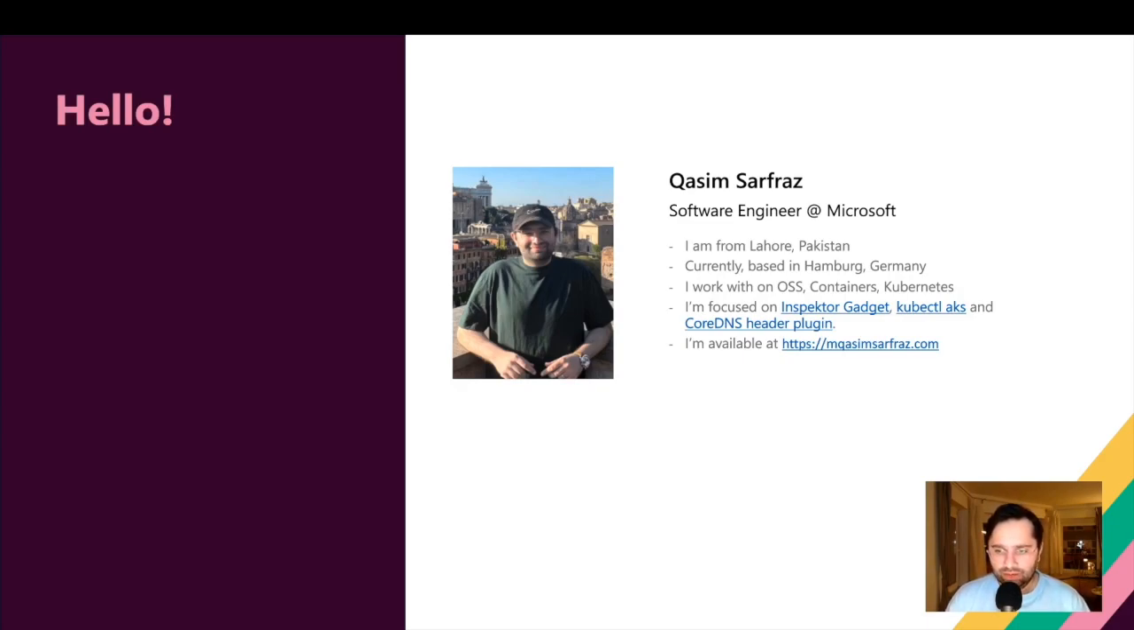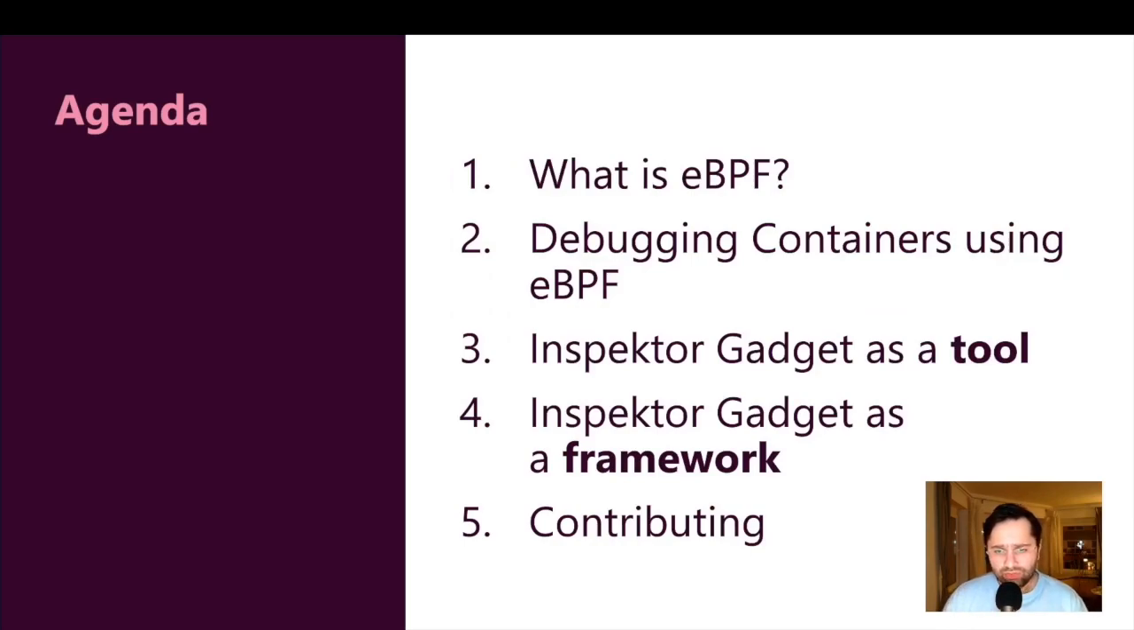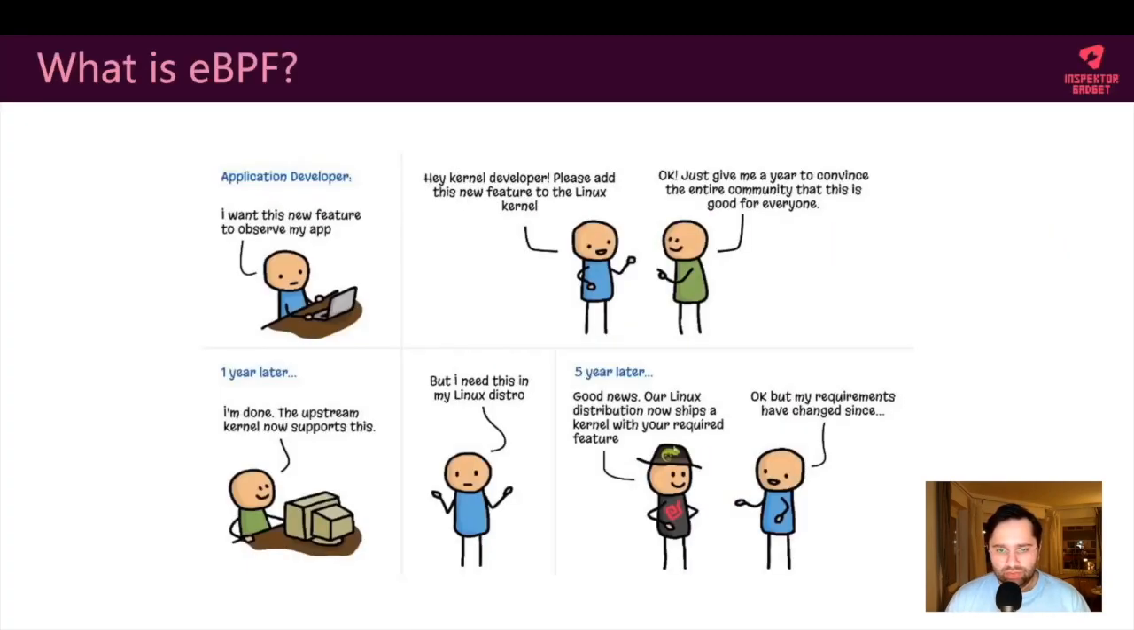I'm one of the maintainers of kubectl AKS, and I'm owner of one of the core plugins in CoreDNS called the header plugin. In terms of today's talk, I'll talk about what eBPF is, how to debug containers using eBPF, Inspector Gadget as a tool, Inspector Gadget as a framework, and then talk about contributing to the project.